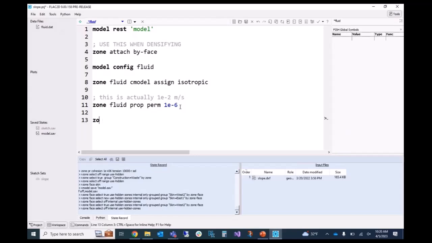And so that's going to be the permeability for all the soil layers. And for the rock layer, we're going to give it something much less permeable. Zone, fluid, prop, perm, 1E minus 10, range, group, rock.